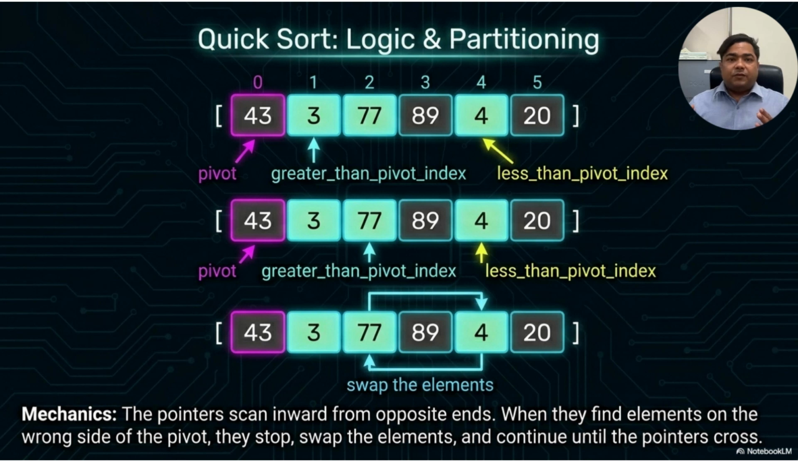That is the key idea of quicksort. It does not sort everything at once. It first organizes the data around a pivot and then it repeats the same process.